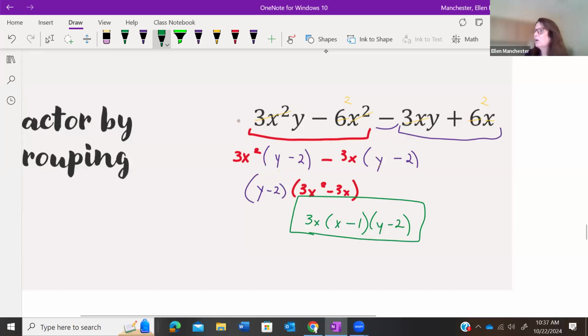Okay, now if we go back to the beginning, remember I said that your greatest common factor is something to always look for first, right? So I can see, oh, there's a 3x in every single one of these. So if I factor out the 3x, what I have left is xy minus 2x minus y plus 2.